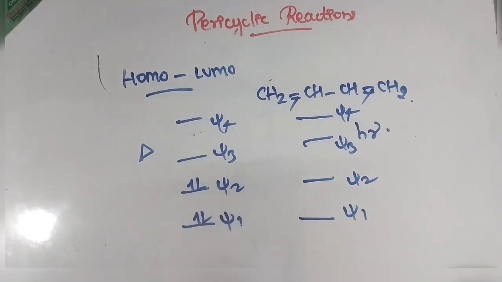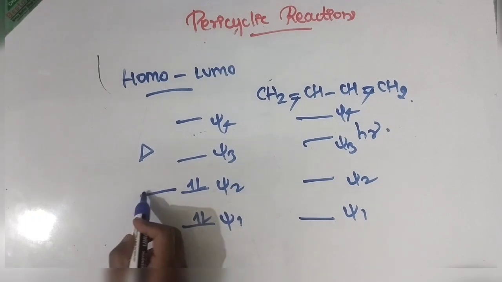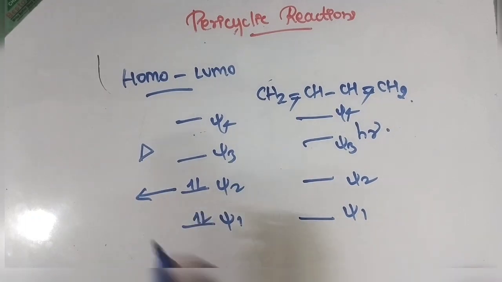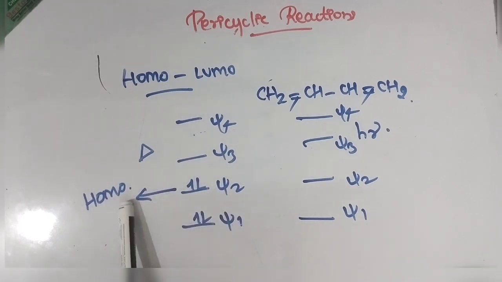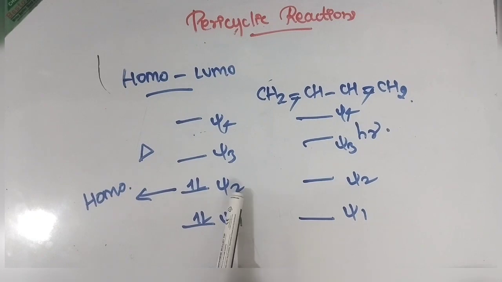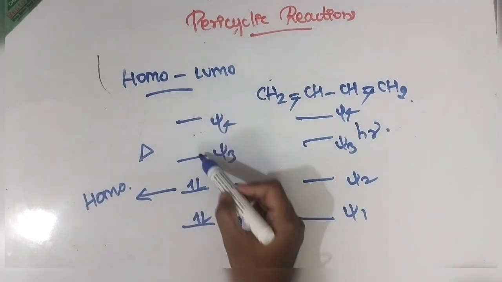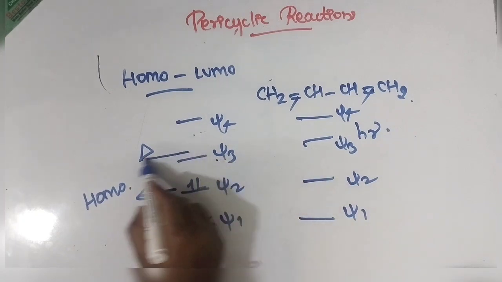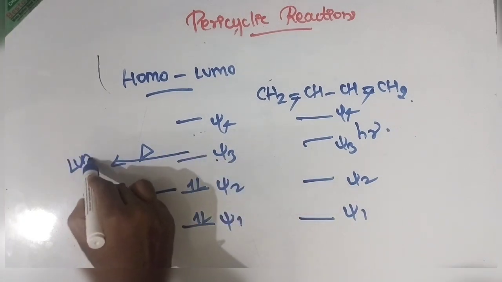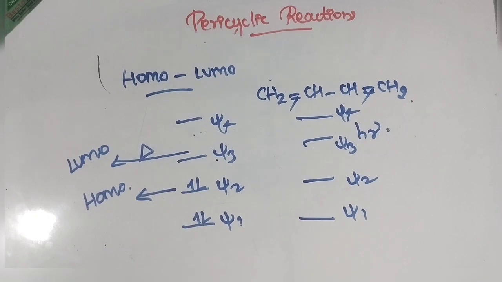Now, which is the HOMO in thermal condition? Because in thermal condition, it will not undergo excitation. Just as such, you can give as such. So, psi 2 is the HOMO, right? Highest orbital in which the electron present is HOMO. Psi 2 is HOMO. Here, both are unoccupied, but which is the lowest orbital? It is psi 3. Hence, this is the LUMO. In thermal condition, it is like this.